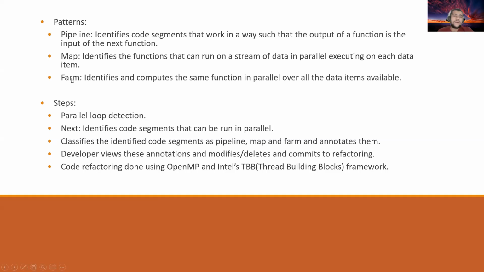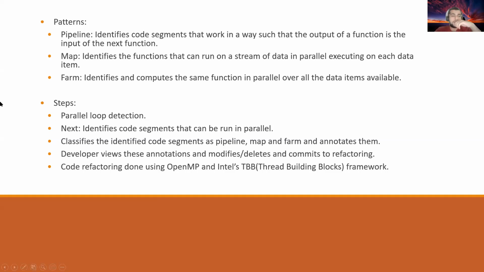And then the farm pattern would be the opposite of map. What this would do is run the same function on different data items that are available in the stream. So does that make sense? Map would be different functions each operating on one data item. And then farm would be one function operating on each data item.